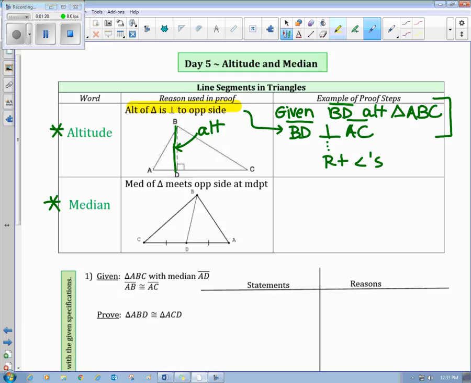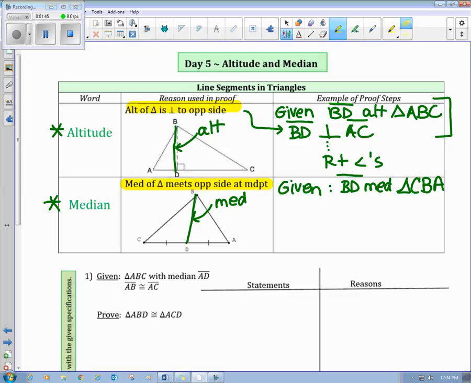In the second picture, we have another line segment drawn in the triangle, but this one is a median. So what's going to happen is you're going to be given some information that you have a segment called BD that's the median to triangle CBA. And based on the definition that's given, what that's going to be telling you is that your median is defining a midpoint. So you're going to know then, because of your median, that D is the midpoint of CA, that opposite side.